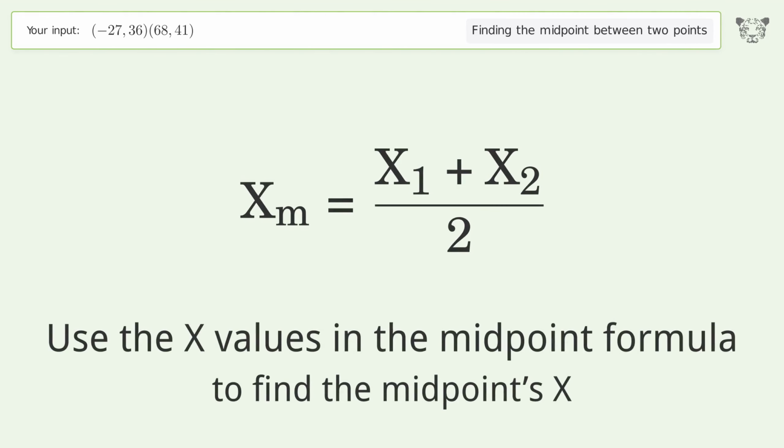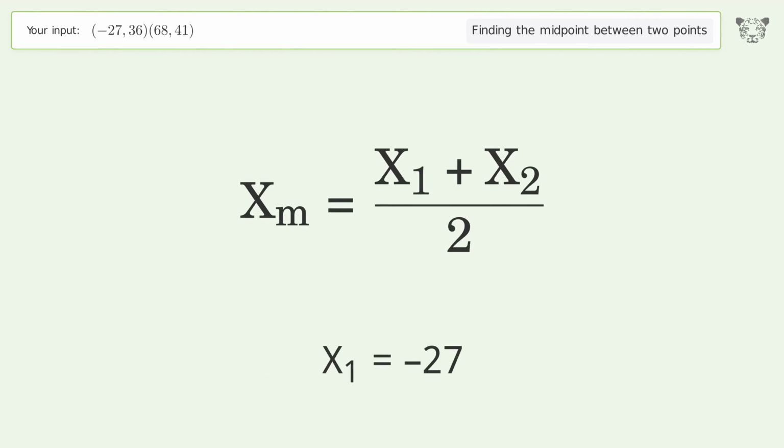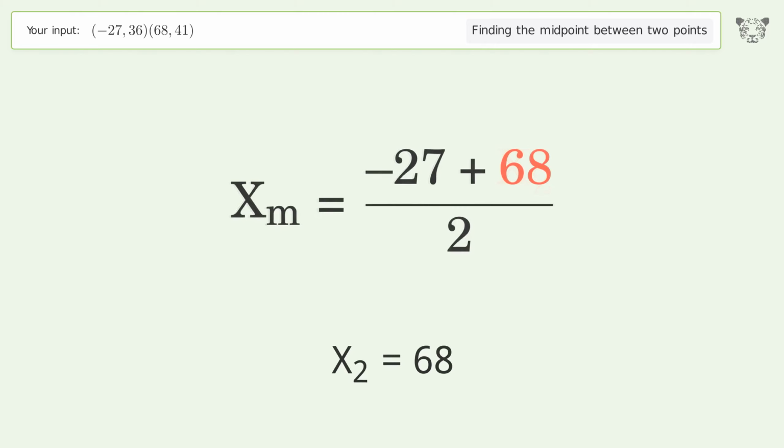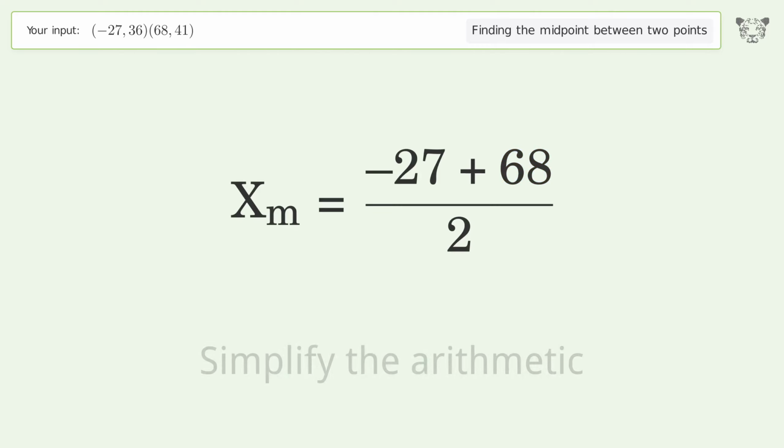Use the x values in the midpoint formula to find the midpoints x. x1 equals -27. x2 equals 68. Simplify the arithmetic.